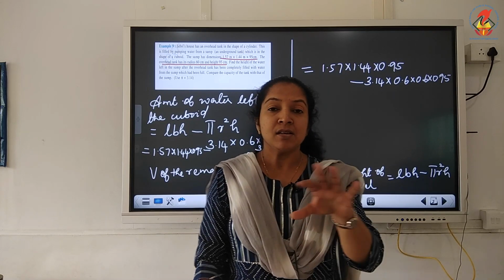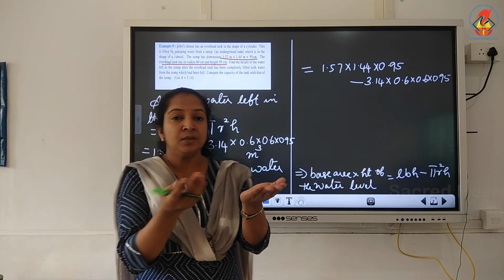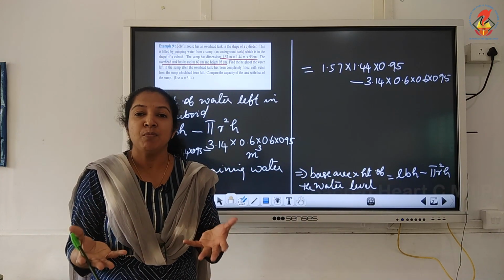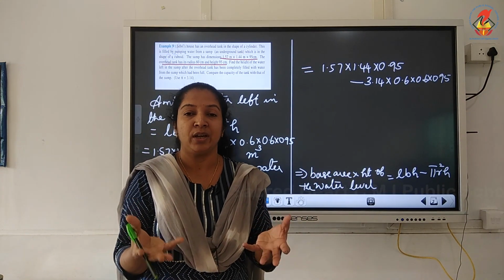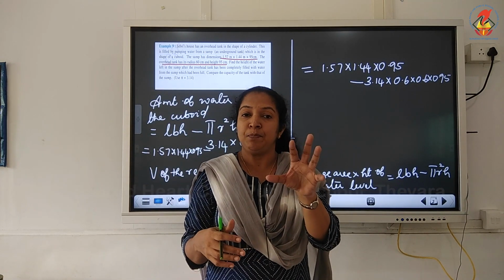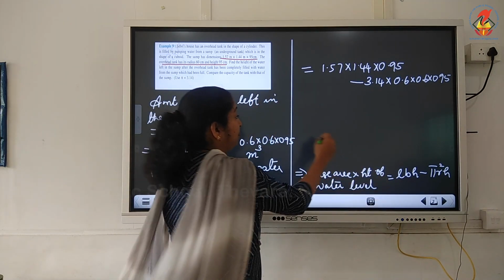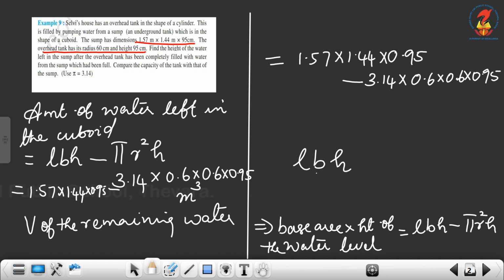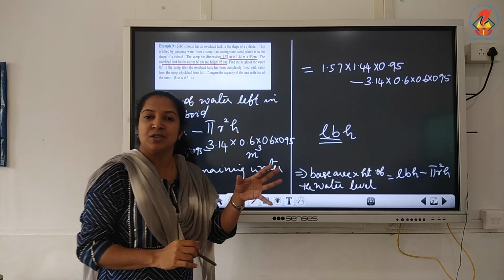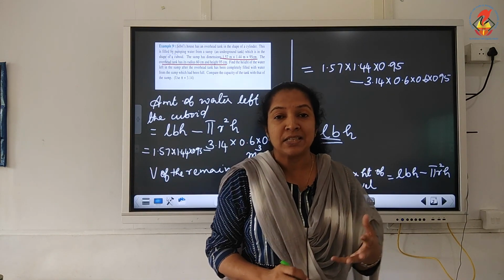So what I am asking is, how can you find the amount of water? That is actually the volume. The shape of that water is also a cuboid shape. So we can find the volume using LBH. LBH I am writing here as base area into height, because the volume of the cuboid is LBH. Here LB is the base area and then height. So what you have to find here is H. So we can use this formula also. Volume is also equal to base area into H.